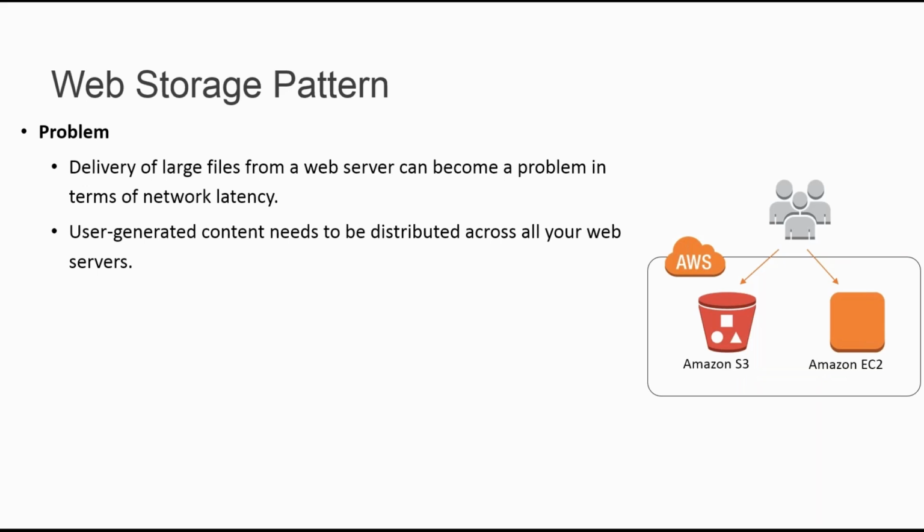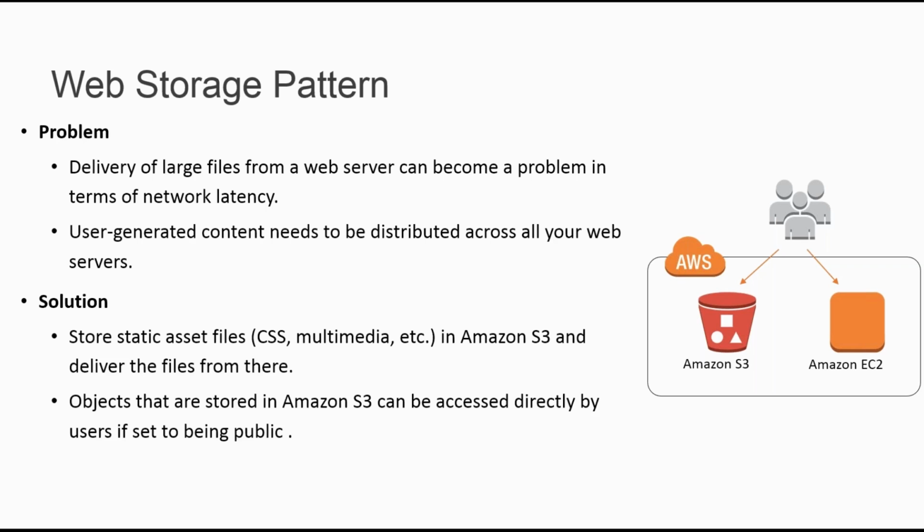Okay, so let's talk about some of the web storage scenarios. This is a problem for one organization where they want to deliver large files from a web server, and that is becoming a problem in terms of network latency. User-generated content needs to be distributed across all your web servers. The solution: store all your static asset files in Amazon S3 and deliver the files from there. Those asset files can be as small as your CSS or JavaScript files, and they can also be huge files like your MP3s or your video files, right?